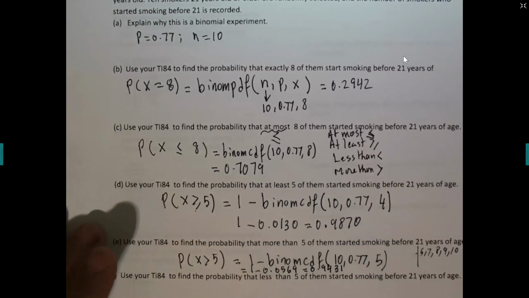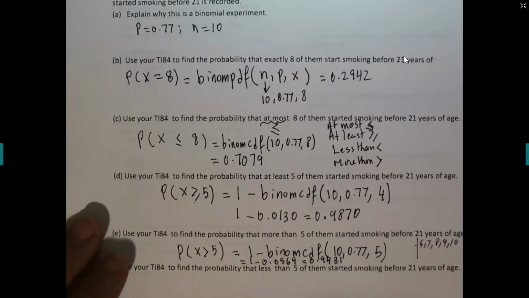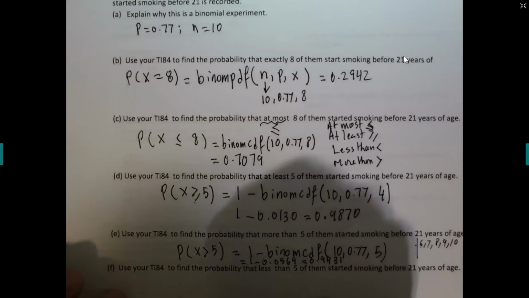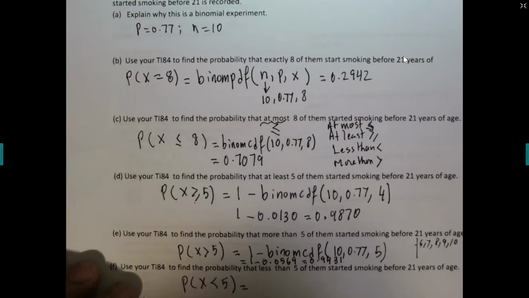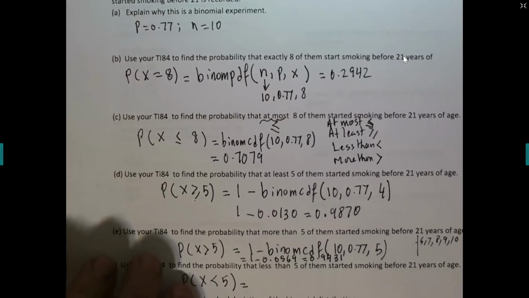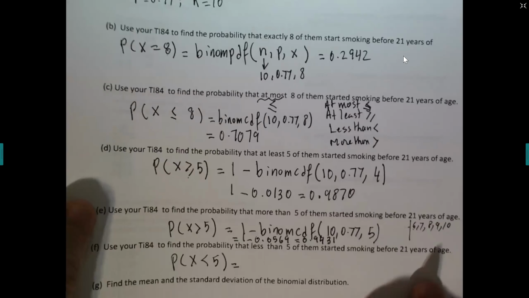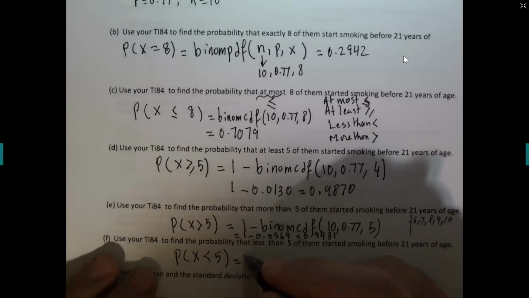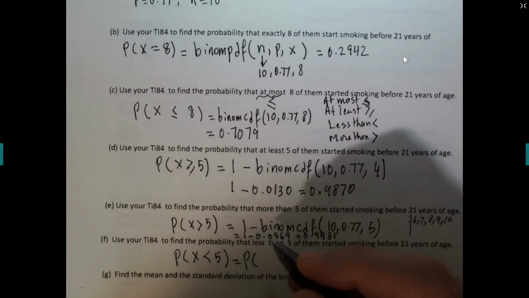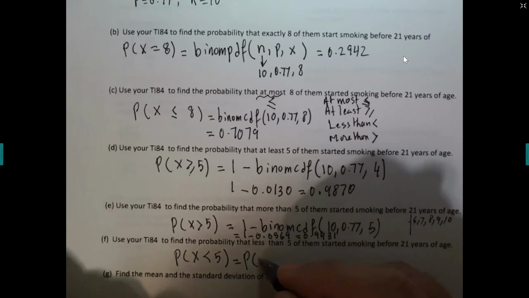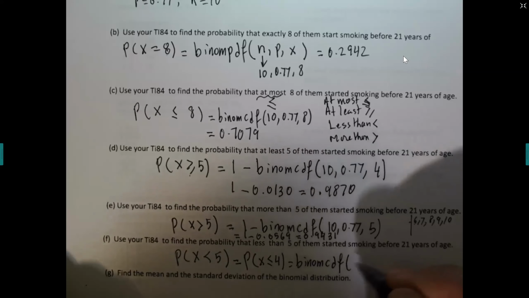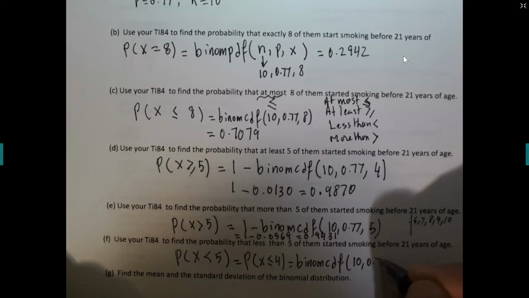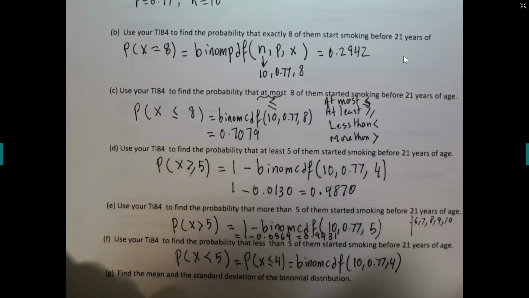And finally, probability of less than 5. So I'm putting all the options, guys. Less than 5 means at most 4, so you can use the CDF directly. It means 4 or 3 or 2 or 1 or 0. So it's at most 4, and at most 4, we know already it's binomial CDF. You put 10, you put 0.77, and then you put 4, and then you compute the answer.